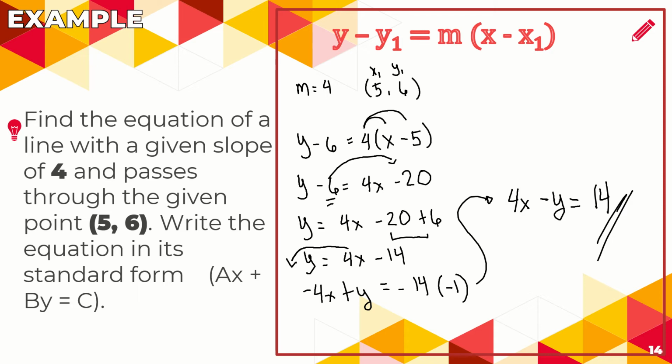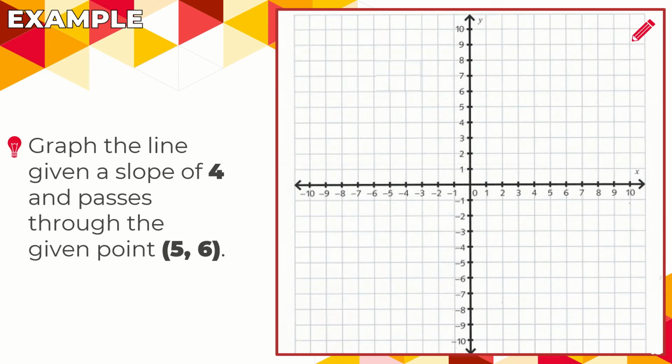Okay, let's continue. This time, we're going to graph the line having a slope of 4 that passes through the given point (5, 6). So in what quadrant are we going to locate (5, 6)? Correct. It is in quadrant 1 because the value of x and the value of y are positive. So let's apply the concept of the slope. We all know that m, or the slope, is also rise over run. So the given slope is 4. We're going to write it as a fraction. It is 4 over 1.